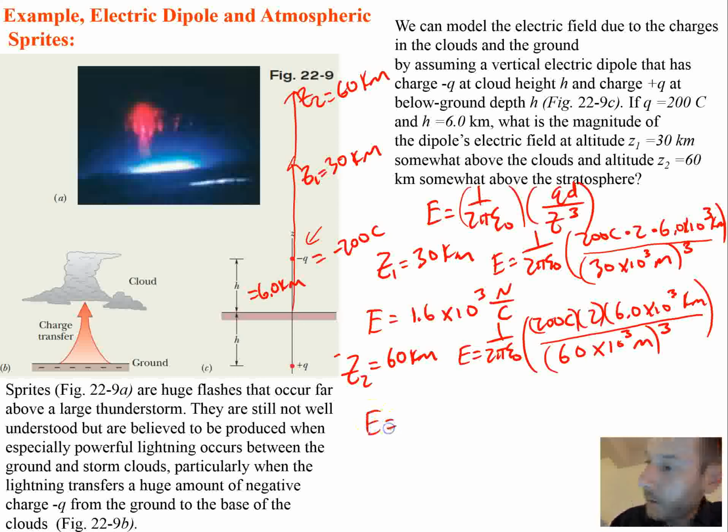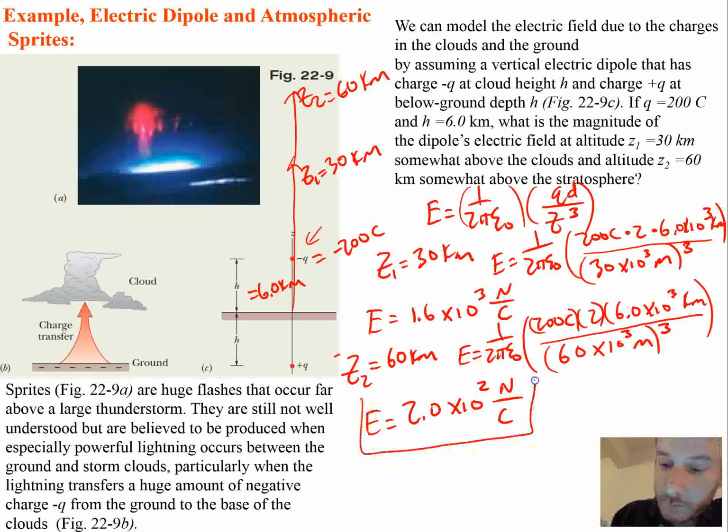Plugging that into the calculator, you end up with 2.0 times 10 to the 2nd newtons per coulomb. So you end up with the smaller number, which is what we would expect since it's further away.